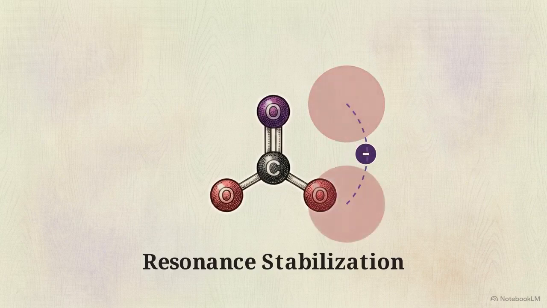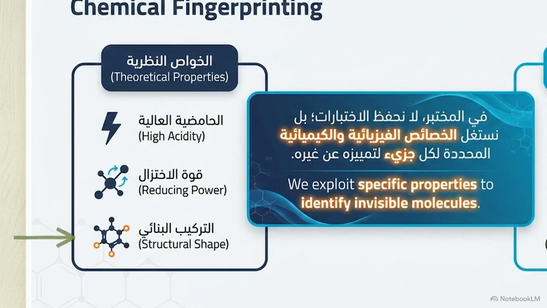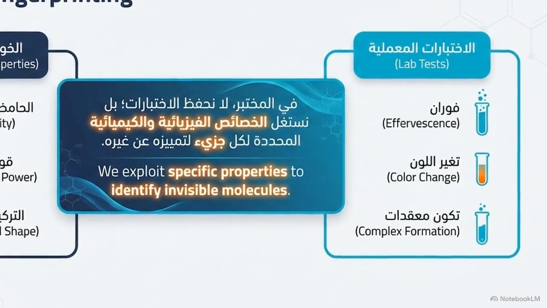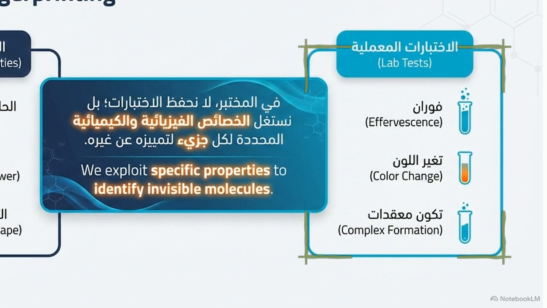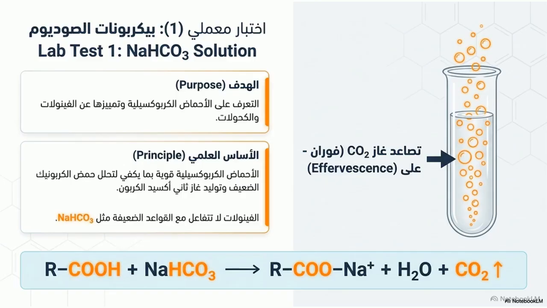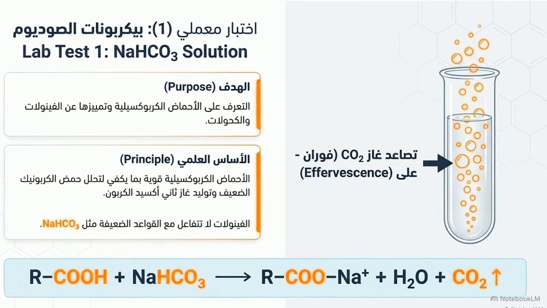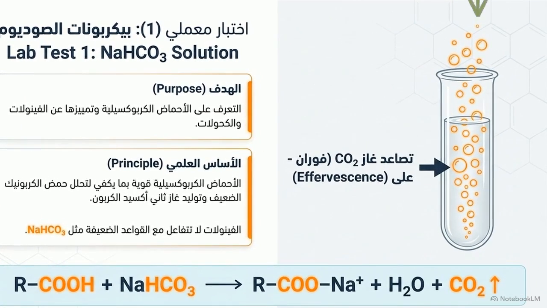In a laboratory setting, you won't be able to physically see resonance structures. Instead, we use chemical fingerprinting, exploiting these specific theoretical vulnerabilities through physical lab tests to identify invisible molecules. Our first diagnostic is the sodium bicarbonate test. Because carboxylic acids are strong, they decompose weak bases like sodium bicarbonate into water and carbon dioxide. If you add the base and see rapid gas effervescence, you have successfully confirmed the presence of a carboxylic acid.